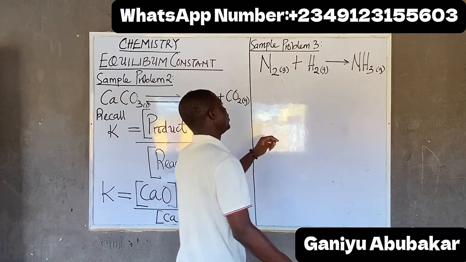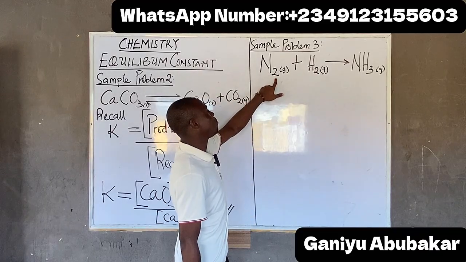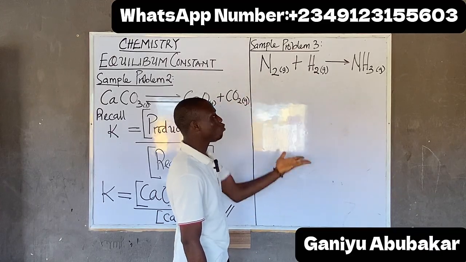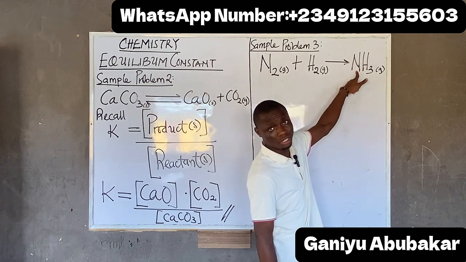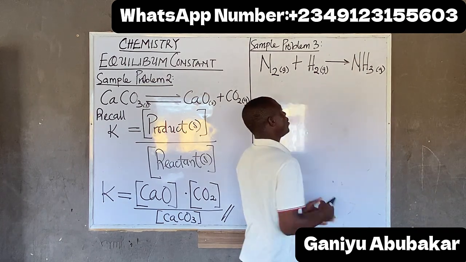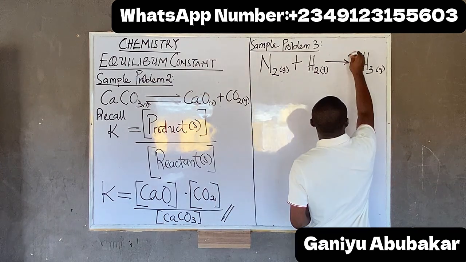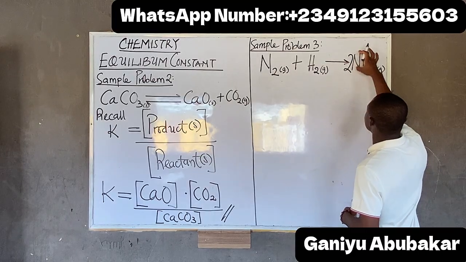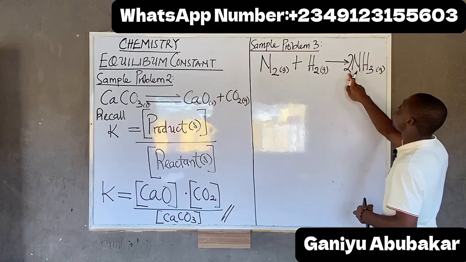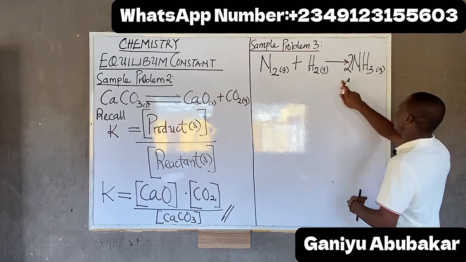If you check this properly, you see that I have N2, so my N is 2 here, no problem. But here my N is just 1. So I have to put 2 here, so 1 times 2 gives you 2. And by the way, this 2 will affect every element here, right?